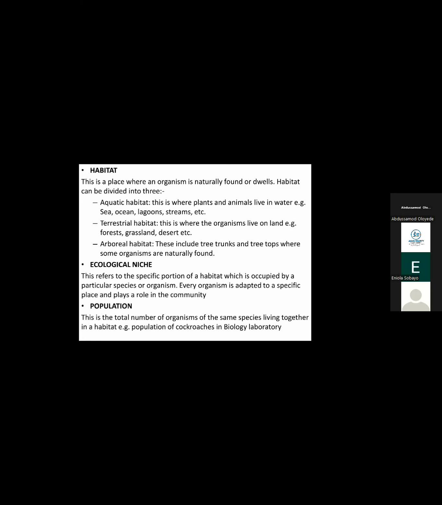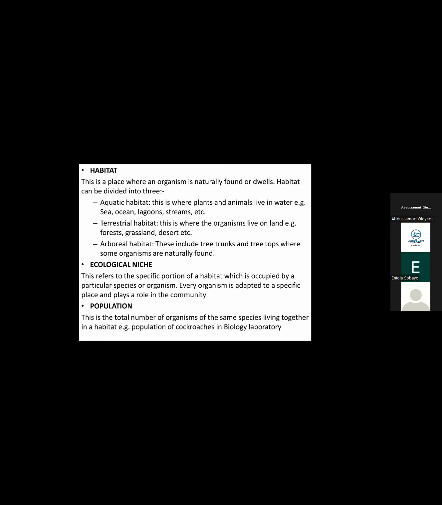Now, population. Population refers to the total number of organisms of the same species living in a habitat. We can decide to calculate the total number of rats in your house or in my house, or the total number of cockroaches in our house, or the total number of cactus plants in a specific area. So this refers to population.